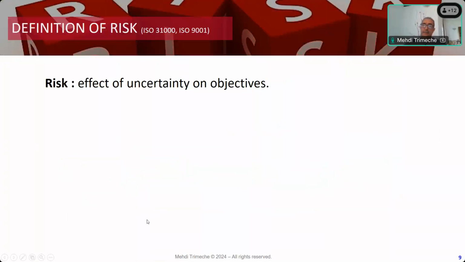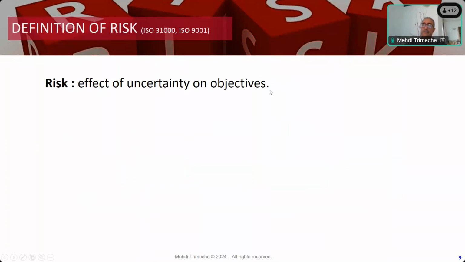Let's start by defining the risk as per the ISO standard. The risk is defined as the effect of uncertainty on objectives. This is the definition of risk as per the ISO. For the literal definitions, it's about probability, not effects. So here the ISO definition focused on effect. However, the literal definition focused on the probability.